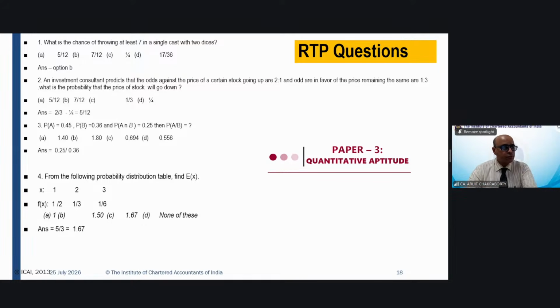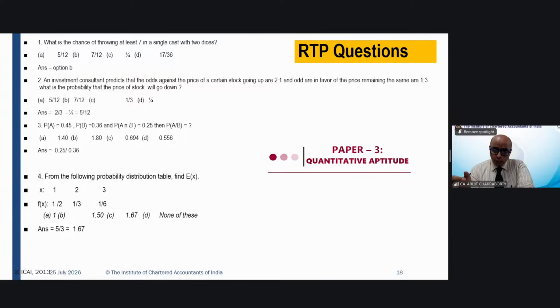Here, the first value of X is 1 and the probability is half. So we multiply them, 1 into half, and we get half. The next value is 2 and the probability is 1 by 3. We multiply them, 2 into 1 by 3, that is 2/3. And the last value is 3 and the corresponding probability is 1 by 6. We again multiply them, 3 by 6, that is half.